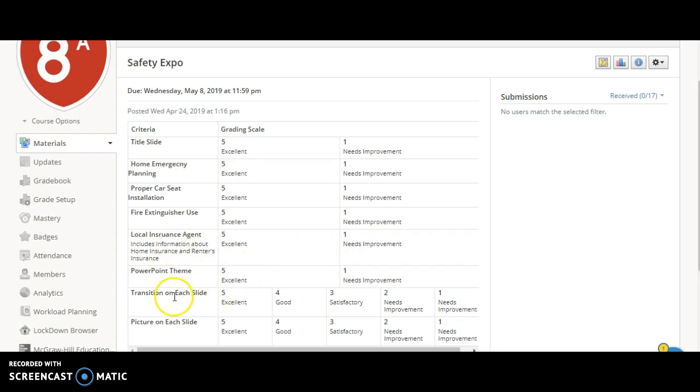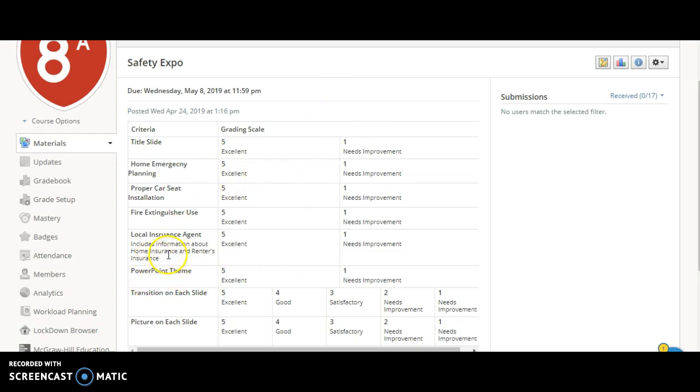And then just other things I'm looking for is that you have a theme, the transitions, and a picture on each slide. Any questions? Okay. Also, each slide needs to have at least 3 bullets. Okay, so if you want the 5 points for home emergency planning, I need 3 different things discussed.